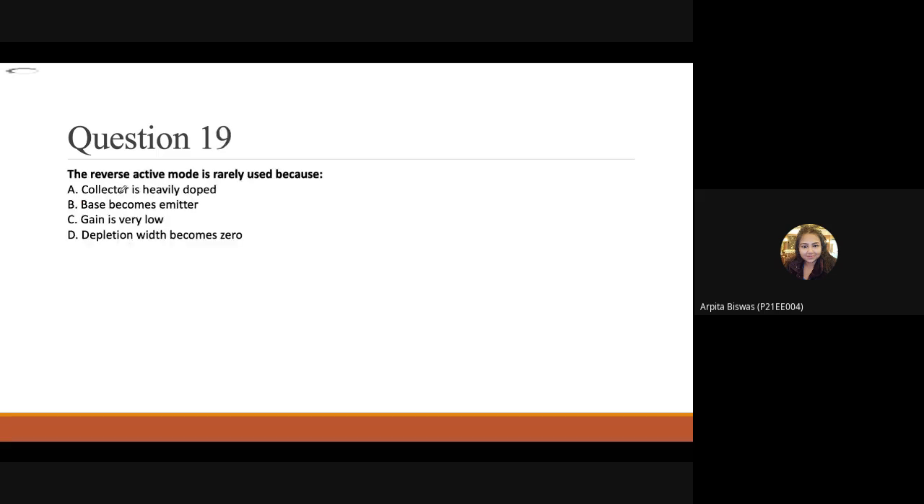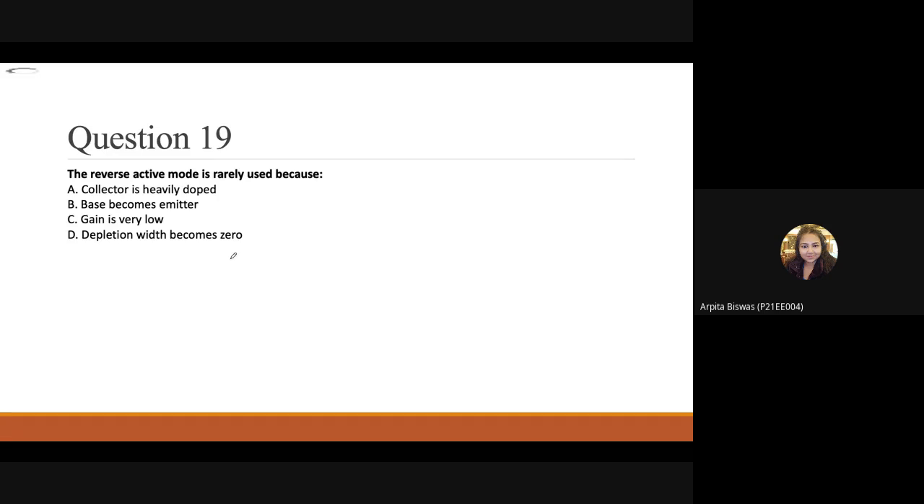So next, question number 19. The reverse active mode is rarely used because: first option, collector is heavily doped; second, base becomes emitter; option C, gain is very low; and option D, depletion width becomes zero. So what is the right option here? Jane, what is the right option? Manisha, what is the right option?